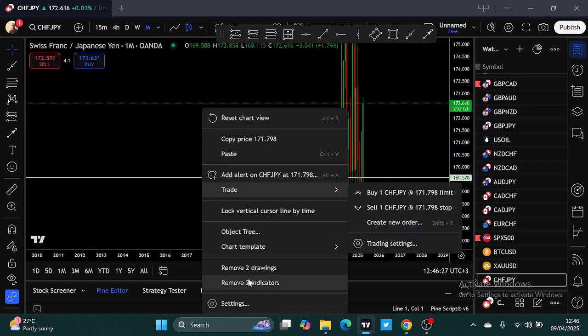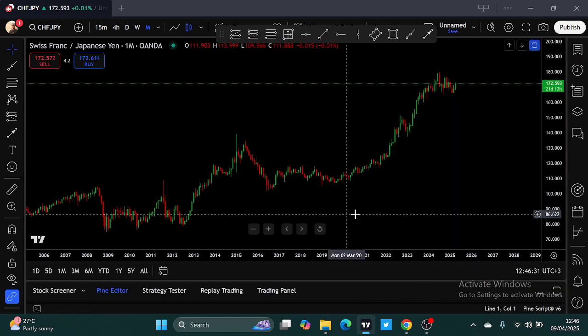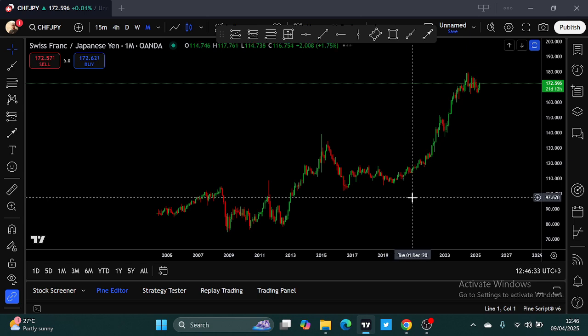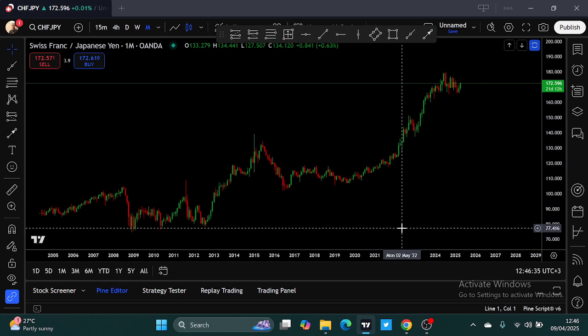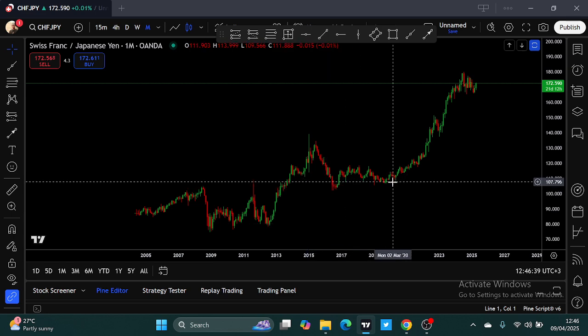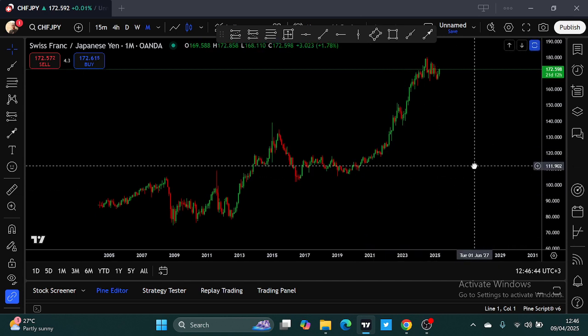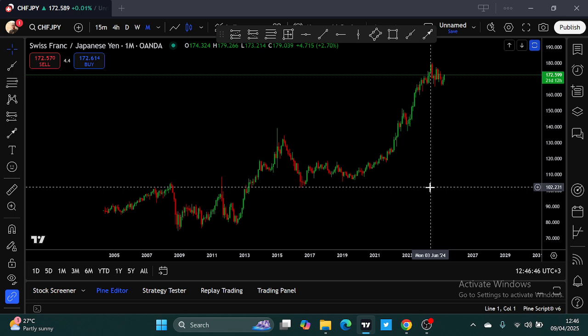So I'm going to just clear everything and have a clean chart. So this is CHF JPY and this is the monthly time frame. So now see how tricky it is. You look at the monthly time frame and be like, how am I going to draw now? This thing is a little bit messy. Okay, so I'm going to show you how it is simple.